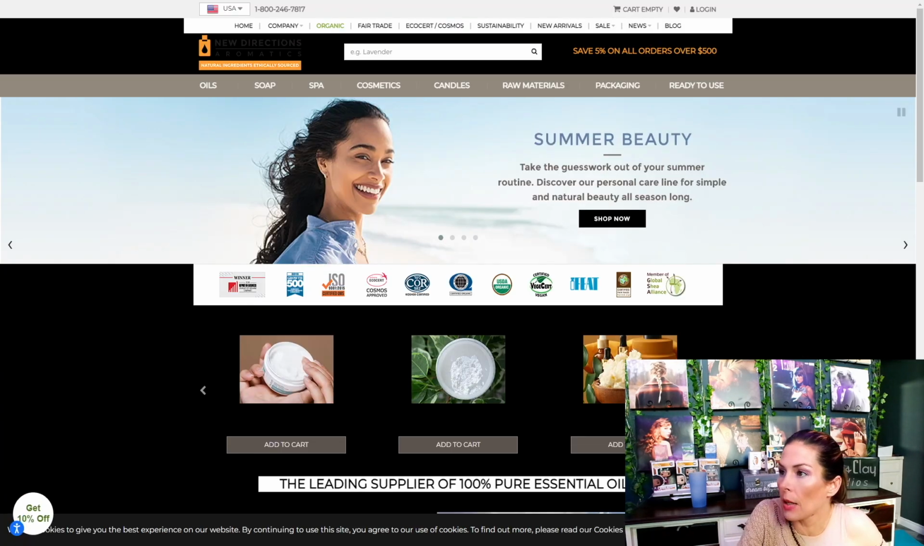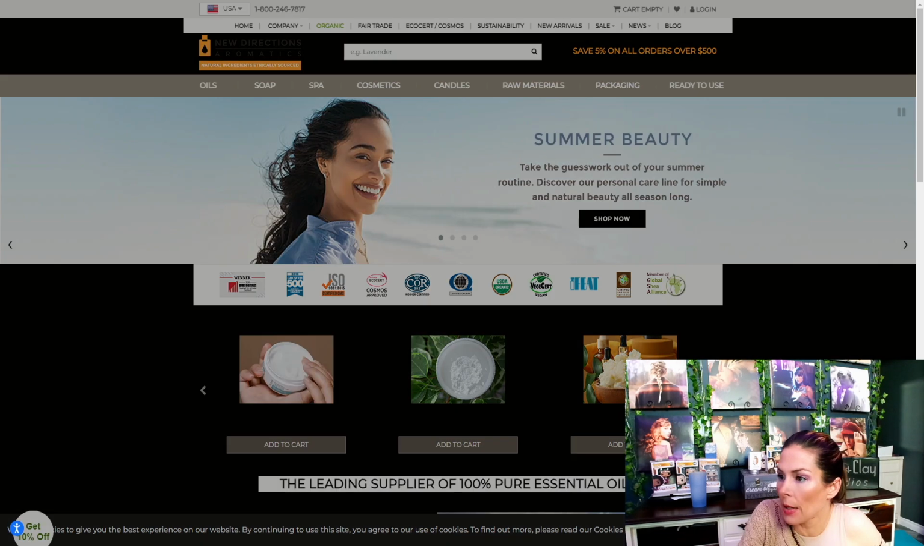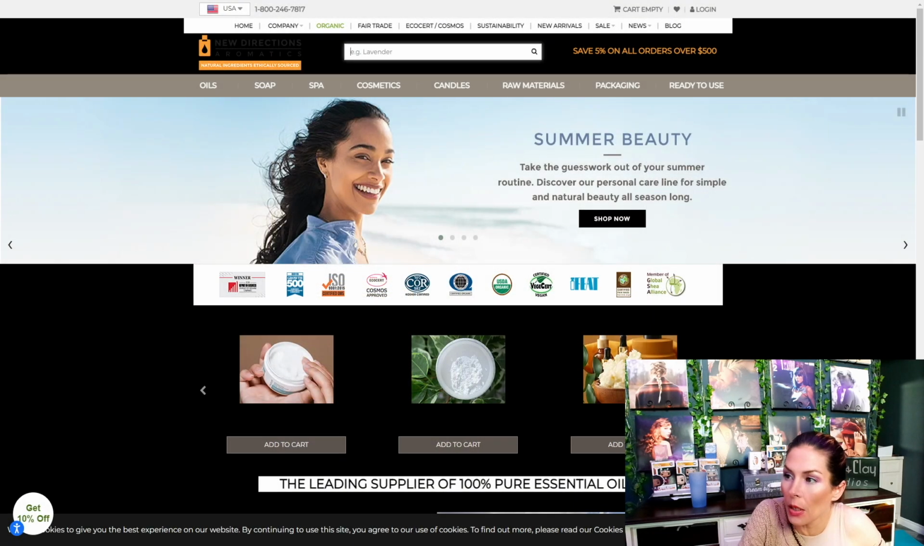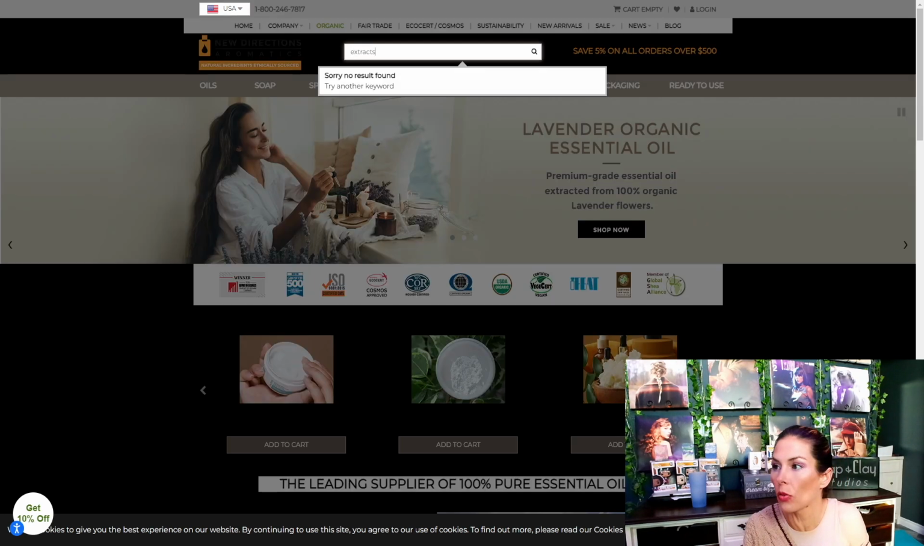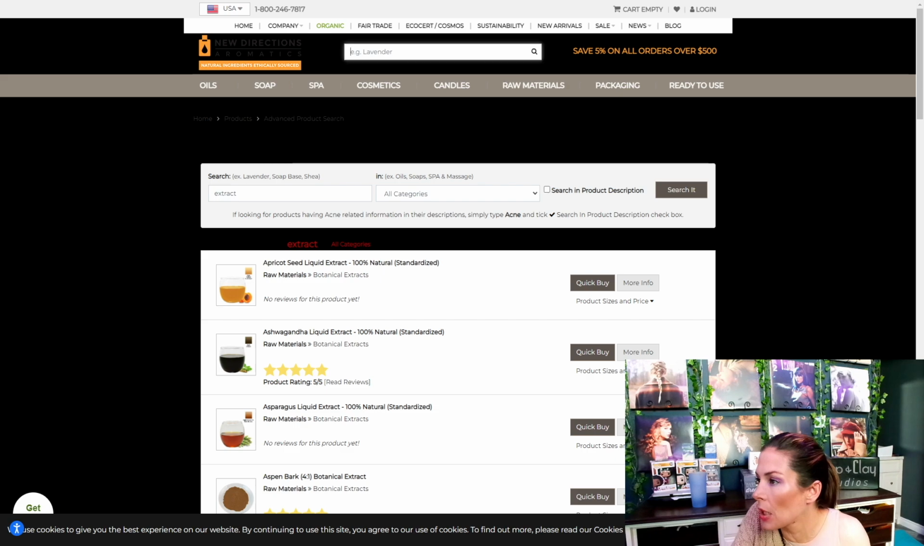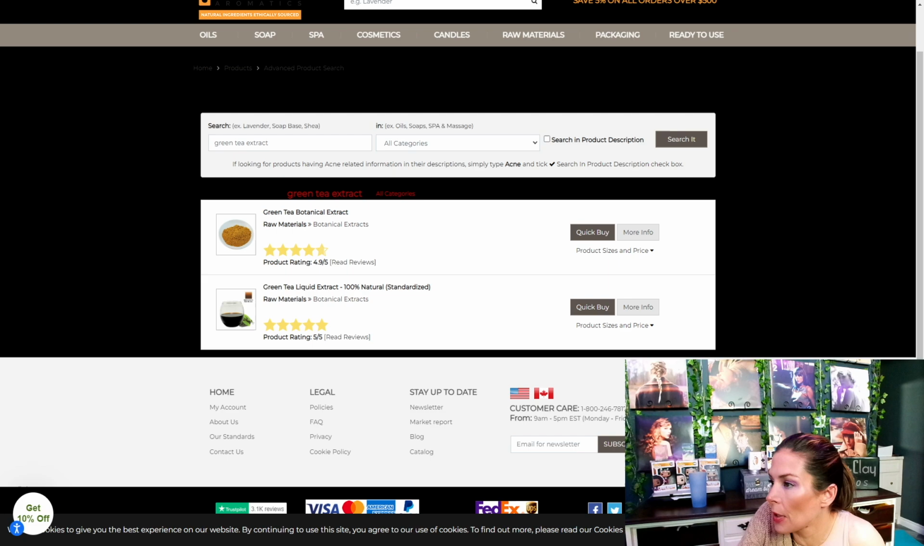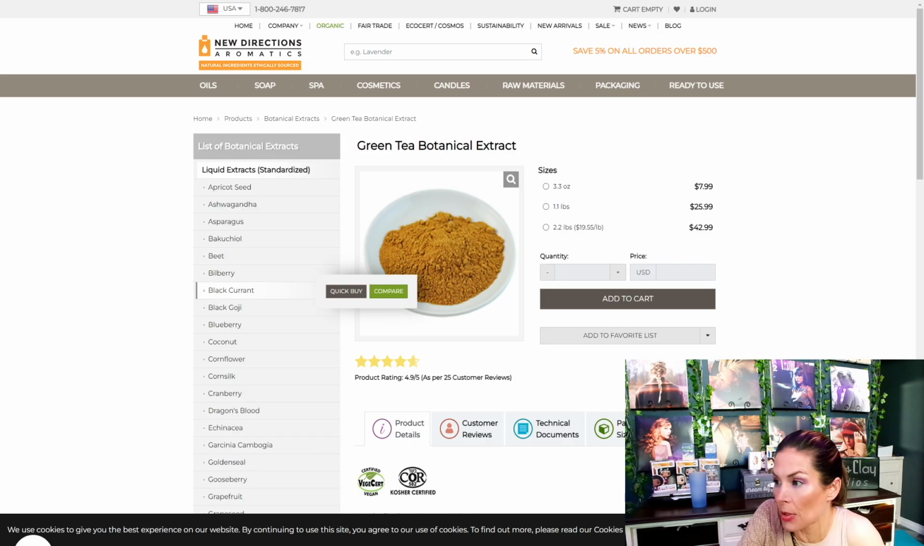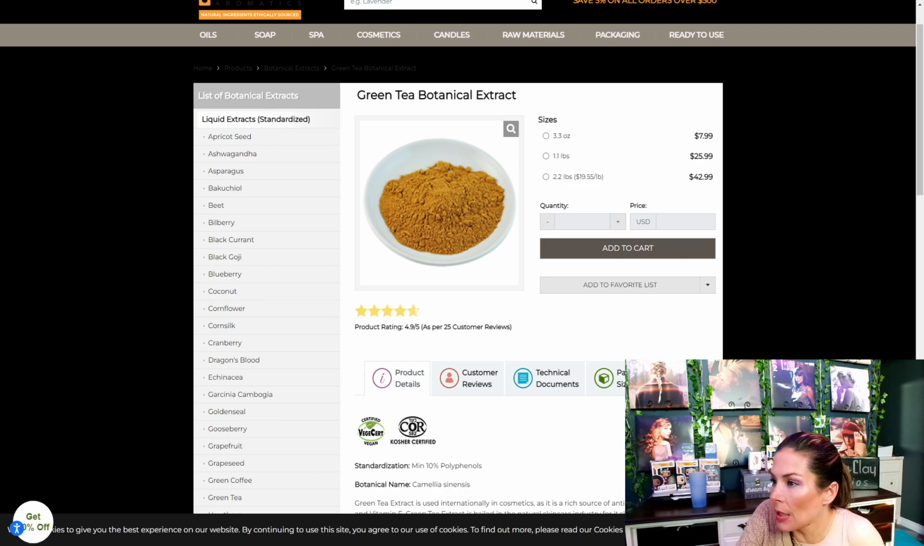Okay, now a website that I like quite a bit would be New Directions Aromatics, because they do have such good information, not only within each of the product listings, but also if you just do a little search for extracts. And since we're doing specifically green tea, let's go to green tea extract. Okay, so they have good information not only for all of the extracts that they have, but they also have really good information within the product listings themselves, as you can see here.